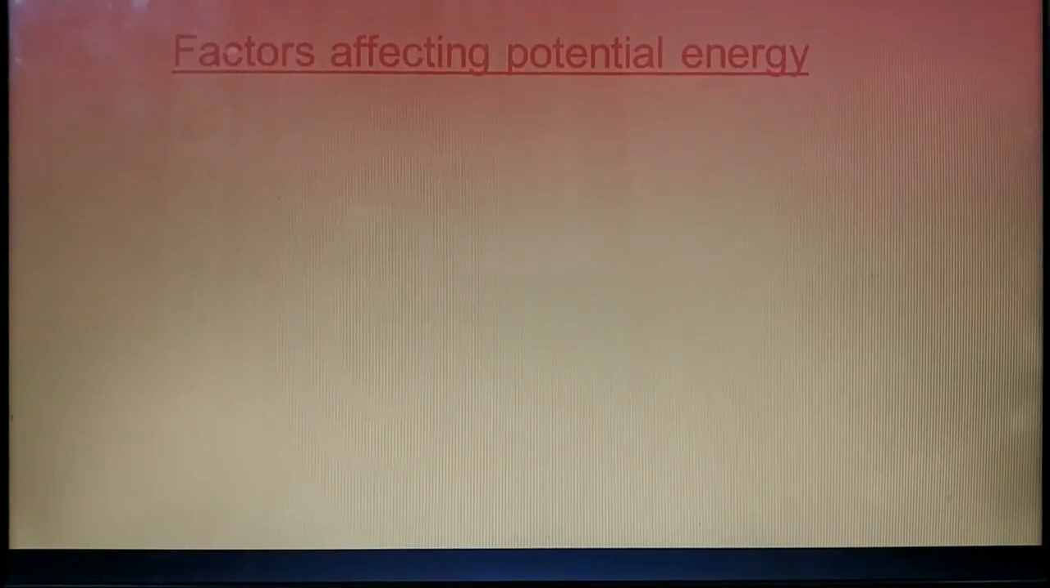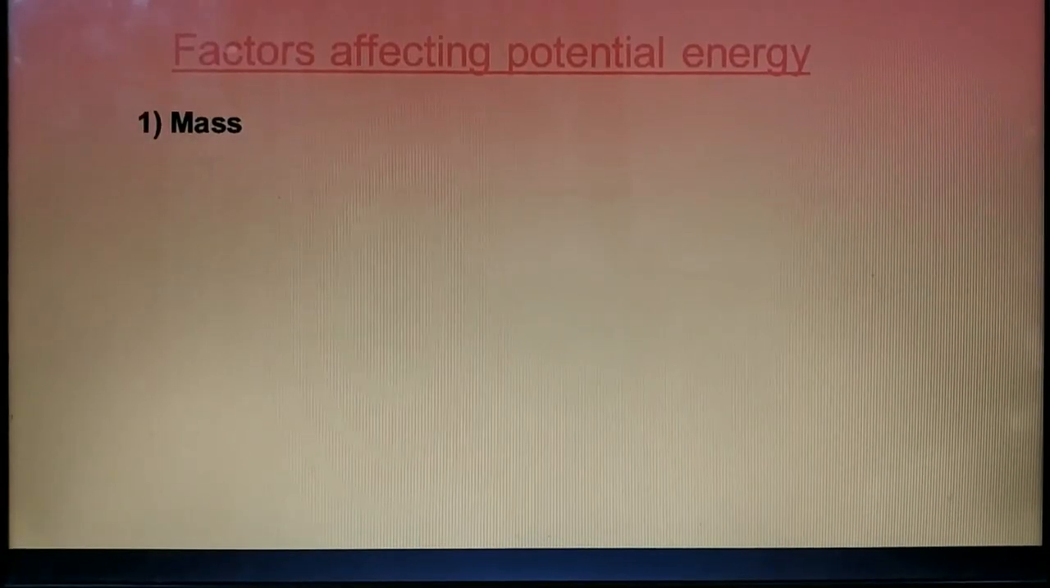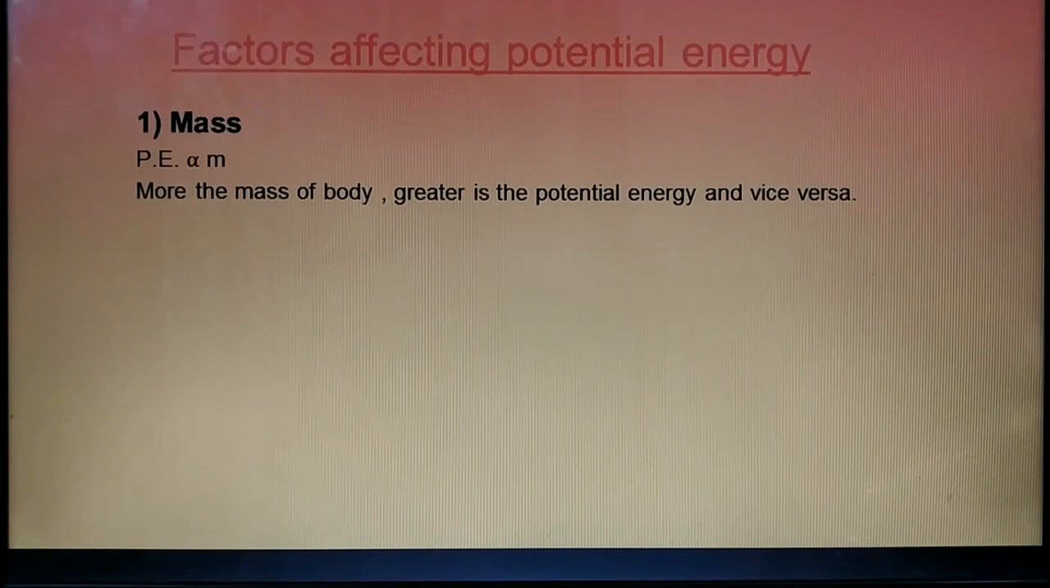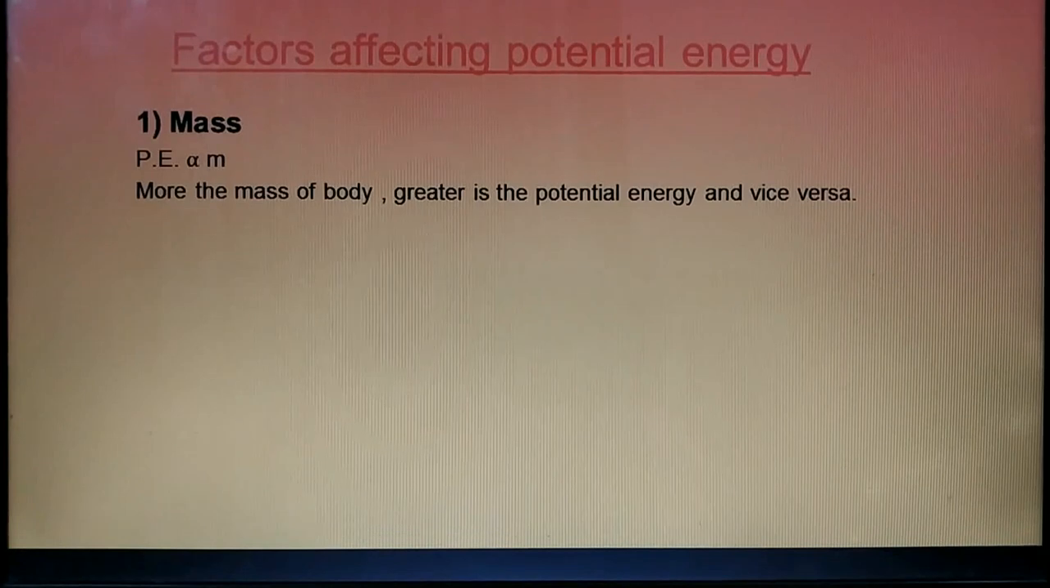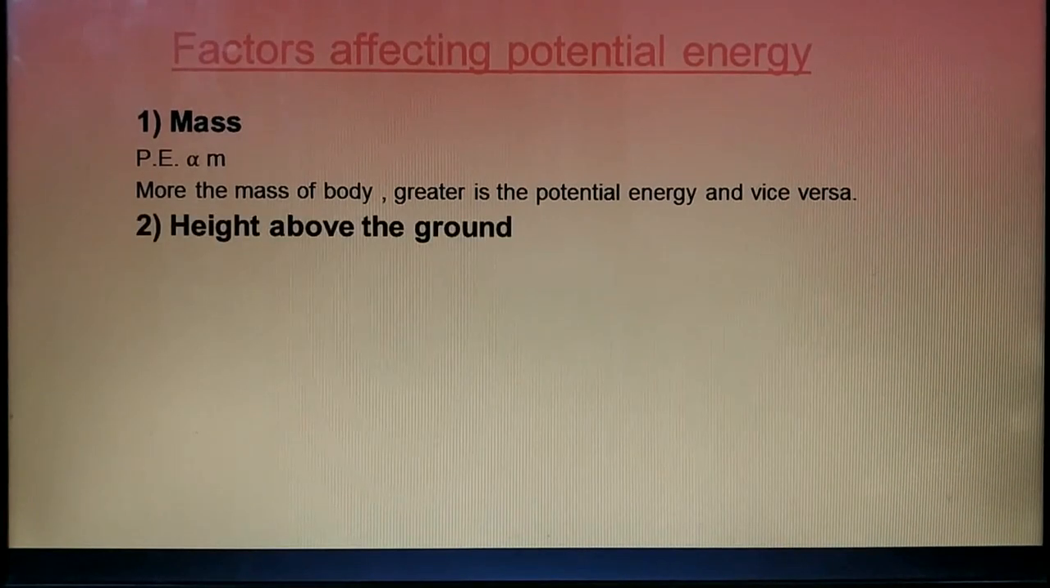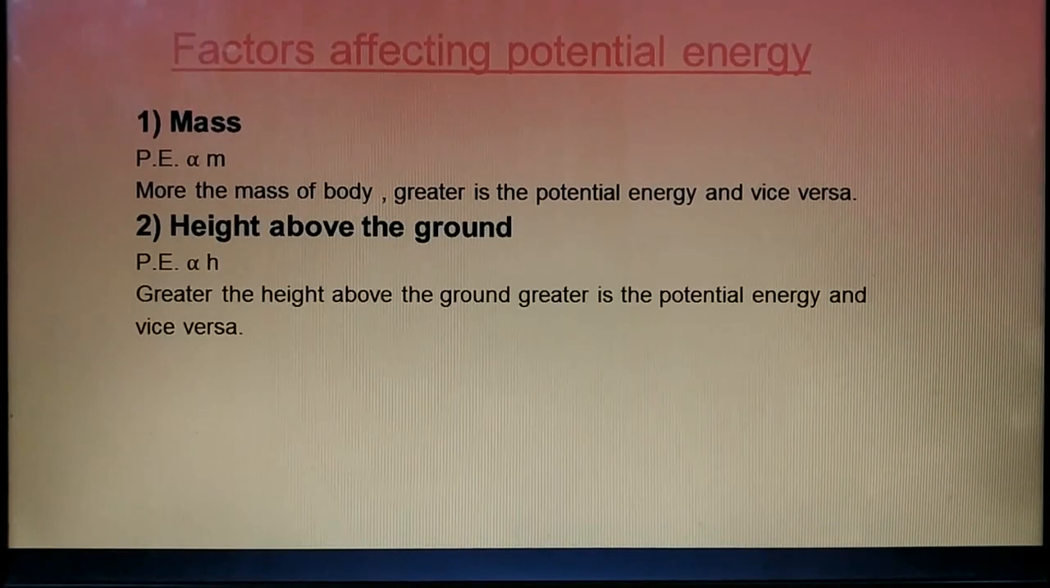Now the factors affecting potential energy. First one is mass. Potential energy is directly proportional to the mass. Means more the mass of the body, greater is the potential energy. Means mass body का अगर ज़्यादा होगा तो potential energy भी ज़्यादा होगी, और अगर mass कम हुआ तो potential energy भी कम होगी. Second is the height above the ground.